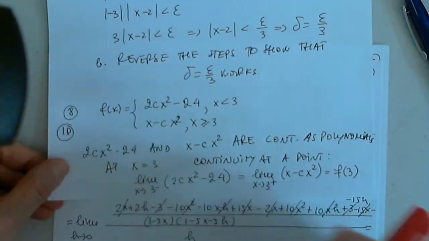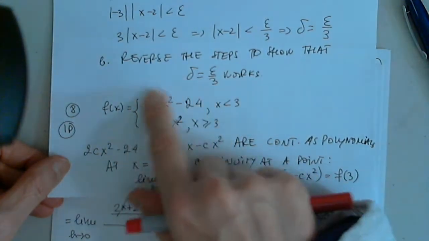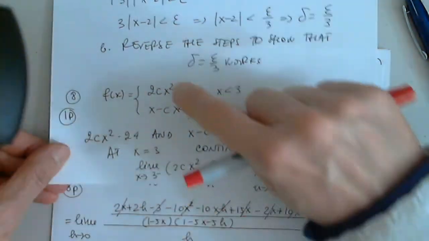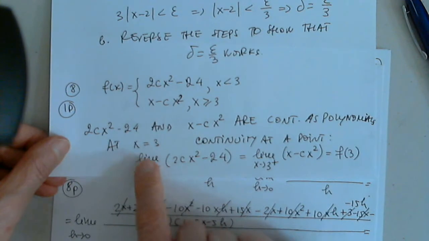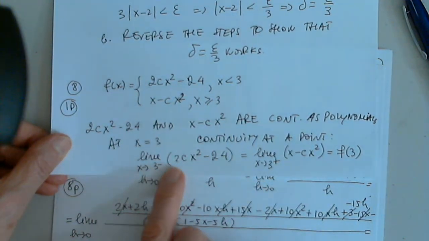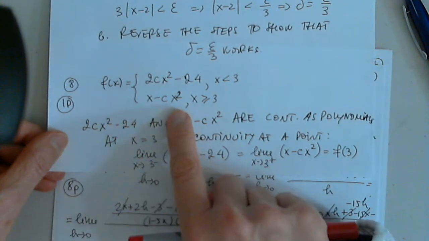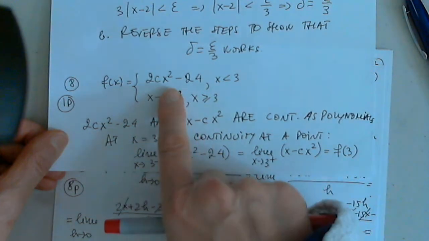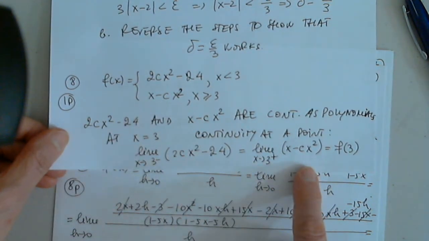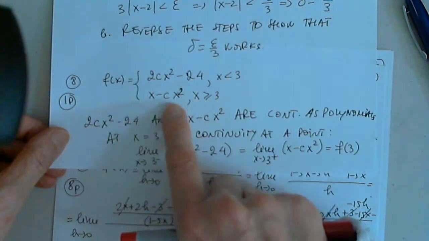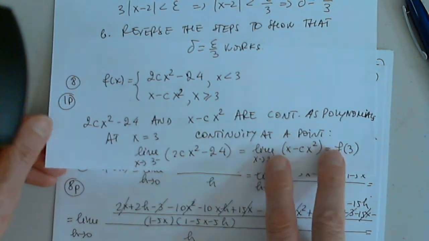Here, we were asked to find c so that this function is always continuous. I know that these are polynomials. They are continuous everywhere. But now what happens at 3? The limit from the left has to equal the limit from the right has to equal f of 3. Limit from the left is from the first function. Limit from the right is from the other function. And f of 3 is the same here. So it's just, these two must be the same.